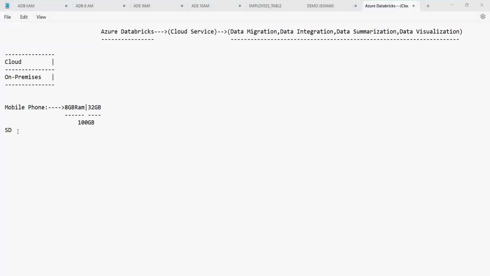Whenever we add an SD card, let's say you have added an SD card and its capacity is 100 GB. Now, what is the total capacity of the mobile phone? 32 GB plus 100 GB, totaling 132 GB. So 132 GB is the total capacity of the mobile phone, and now you can store the data like this.